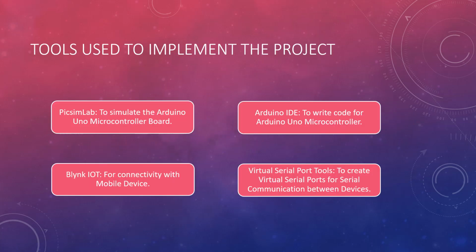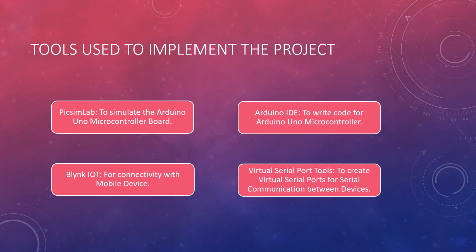So the tools which are used to implement this project are PiximLab, Arduino IDE, Blink IoT, and Virtual Serial Port tool. PiximLab is a simulation tool used to emulate the behavior of microcontrollers such as the Arduino Uno in a virtual environment. It allows you to create and test circuits, write and debug code, and observe how your hardware will behave without needing physical components. You will use PiximLab to simulate the Arduino Uno and other components of your home automation system, allowing you to test and validate your design and code.